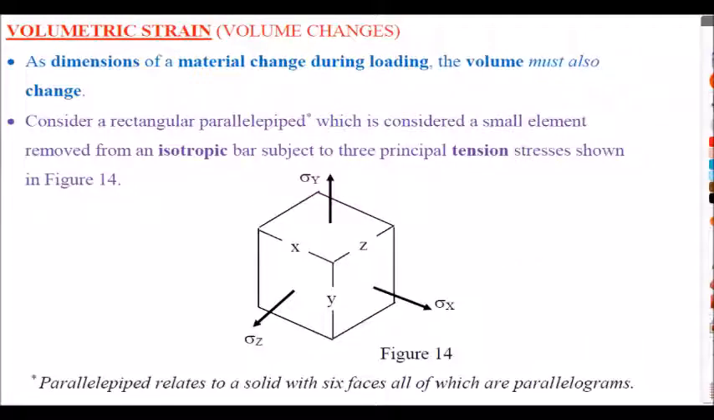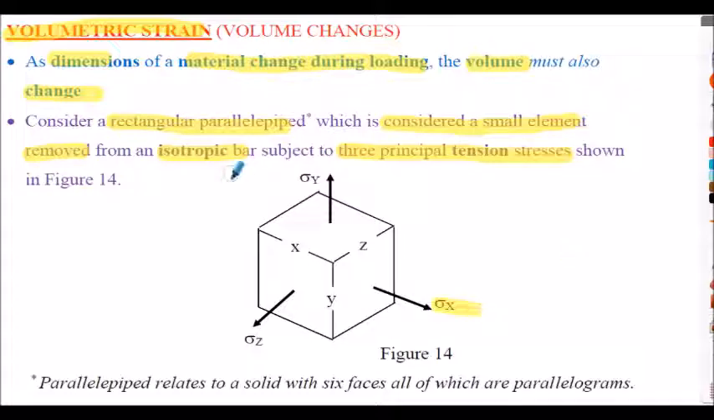This is now volumetric strain. Volumetric strain, or changes in volume. So as dimensions of the material change during loading, so the volume must also change. So for the rectangular section shown below, which is considered to be again a small element that's removed from a component or a piece of bar, we're assuming it's isotropic here again, so the same material properties in all directions, and it's subject to three principal tension stresses shown. So we've got a stress in the X, the stress in the Y, and the stress in the Z. They're called principal stresses, tension stresses in this case, all right?